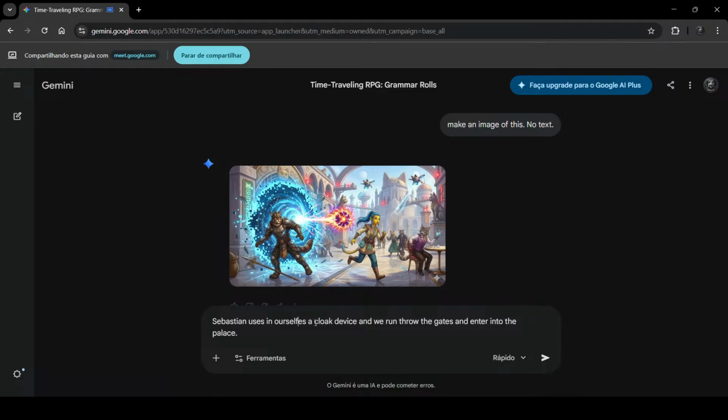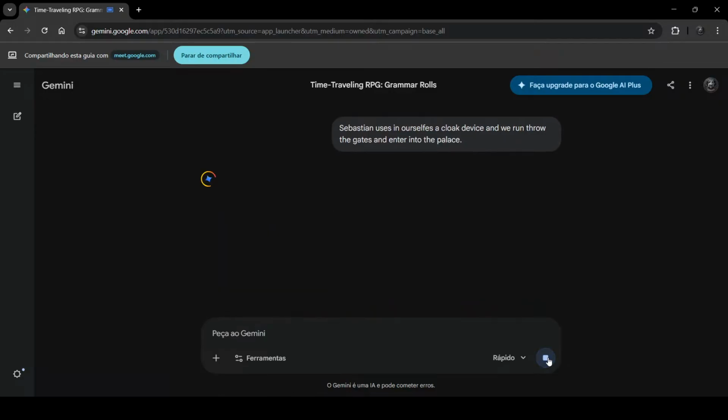You'll learn something. So Sebastian using ourselves a cloak device, and we run through the gates and enter into the palace. Through the gate. I don't know if it's "through" or not. If you're not sure, then we go. Yeah, this is how it's gonna be. Okay.